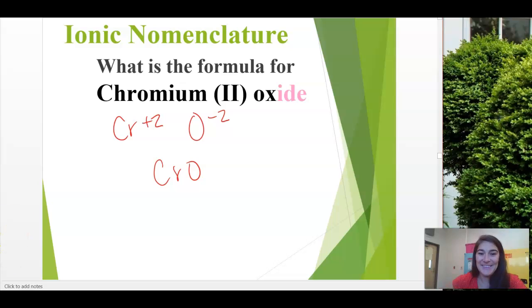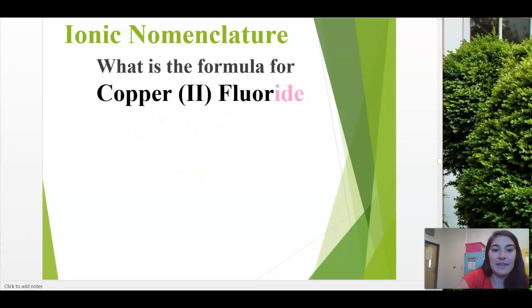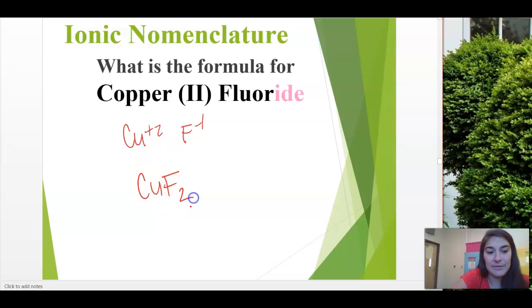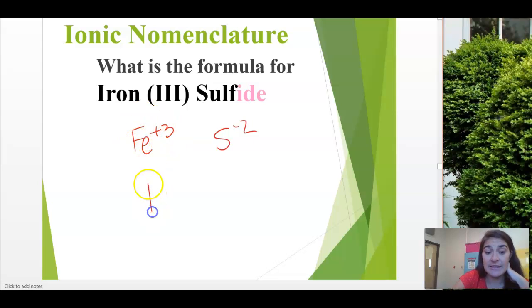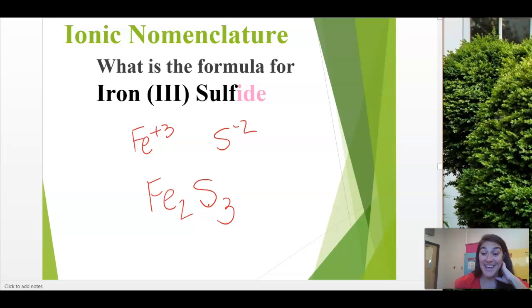All right, so copper 2 fluoride. Copper is telling us that it is +2. Fluorine is -1. Our least common denominator is 2. Therefore, I only need 1 copper and I need 2 fluorines. Iron 3 sulfide. The Roman numeral is telling me that it is iron +3. Sulfur is -2. So my least common denominator is 6. So in order to get iron to 6, I need 2 of them. And in order to get sulfur to 6, I need 3. And there we go. Big day, but that wraps it up.